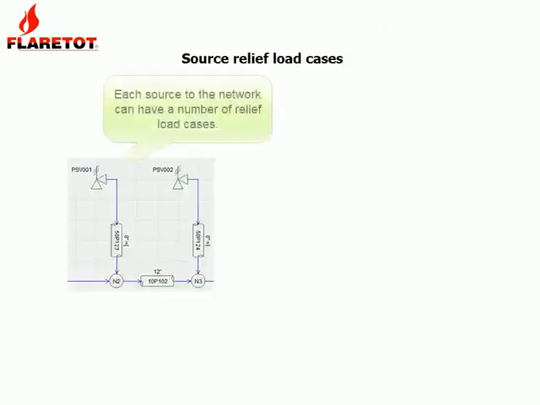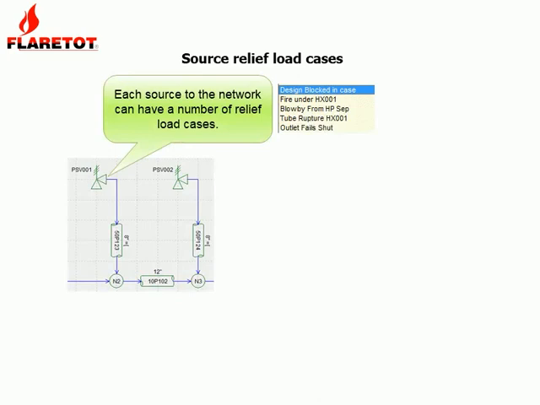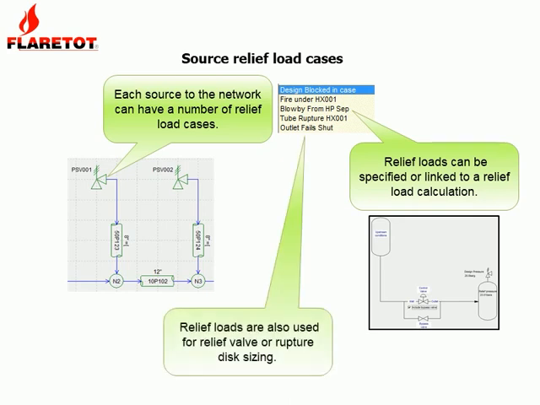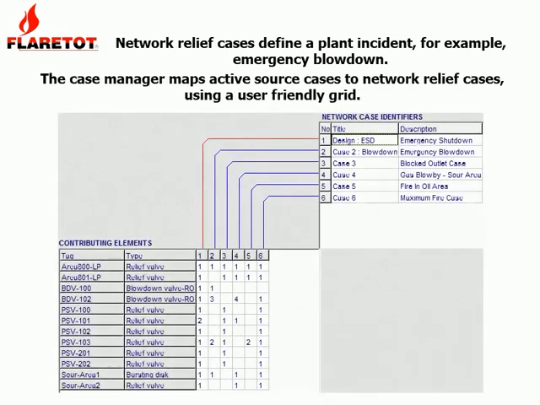Each source to the network can have a number of relief load cases. Relief loads can be specified manually or derived from a linked relief load calculation. Relief loads are also used for relief valve or rupture disc sizing. Network relief cases are used to define a plant incident, for example, emergency blowdown. The flaretot case manager allows mapping of active source cases to each of the network relief cases.